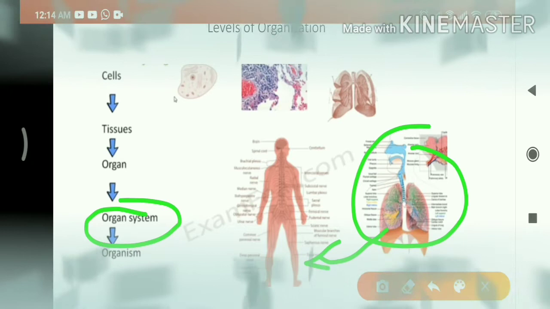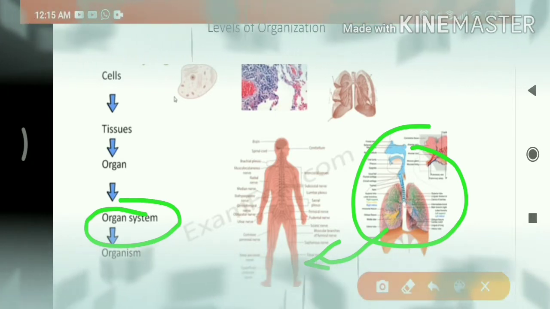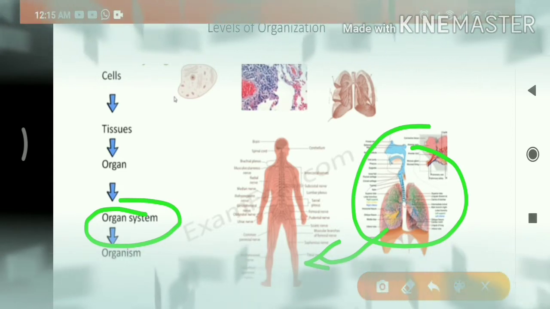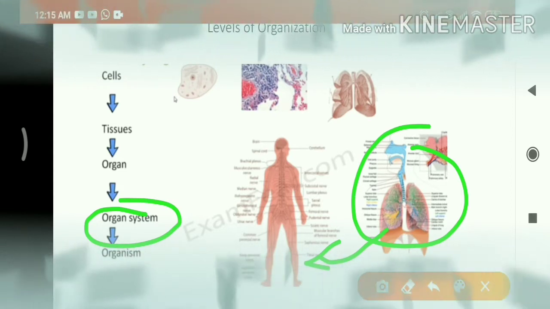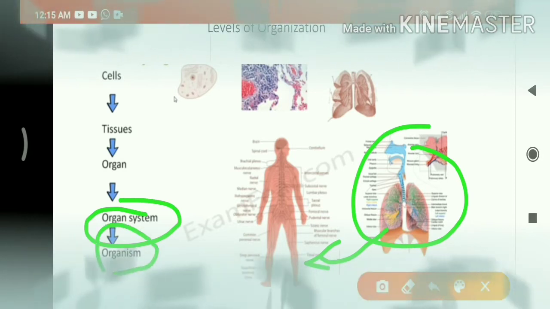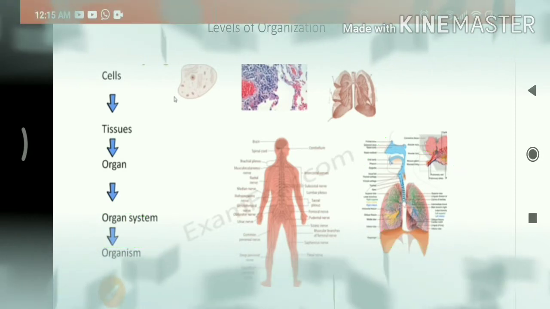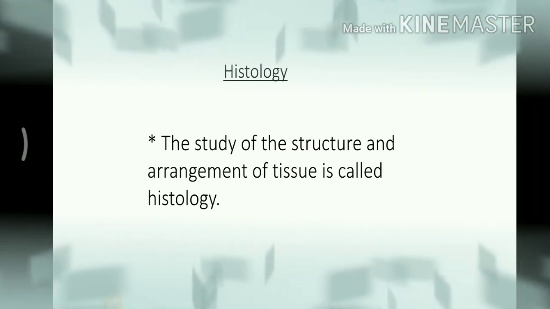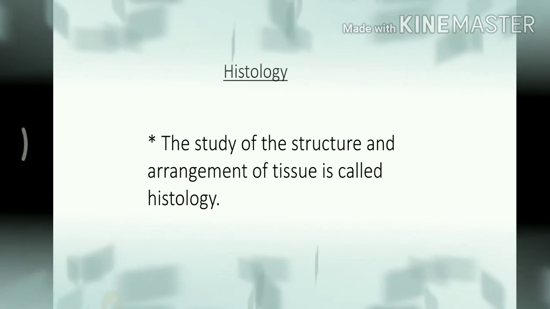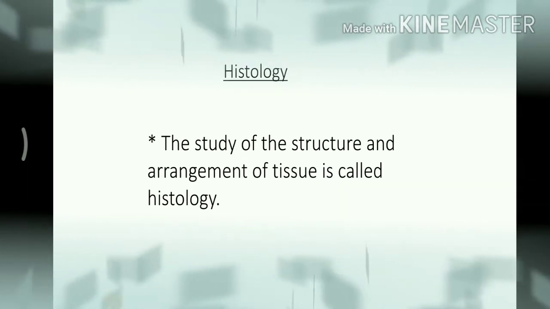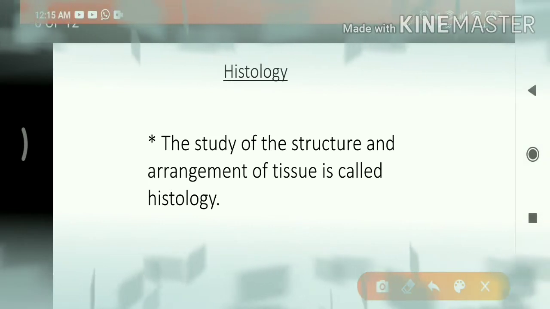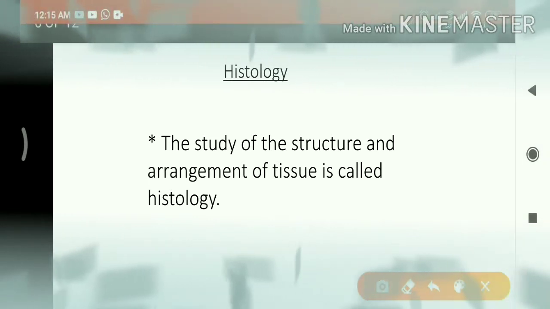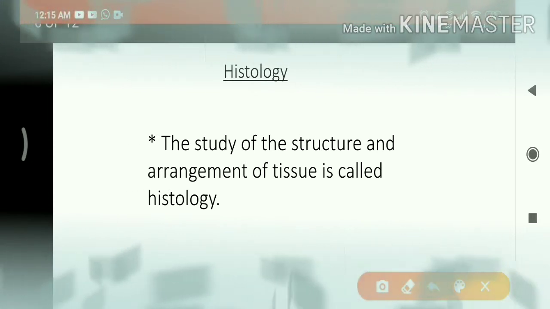Excretory system: the toxins inside your body after metabolic activity are required to be removed from your body, right? This is a very important task inside your body to keep you alive. So there is the requirement of different systems. When all these systems group together they form a particular organism, right? This is the level of organization.